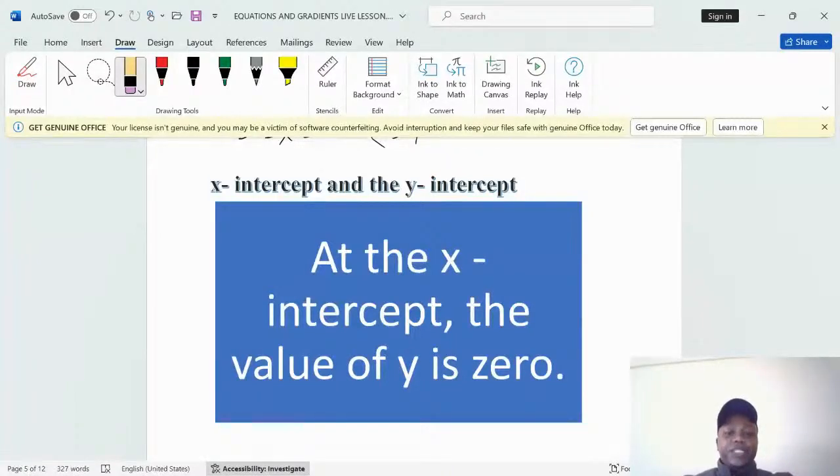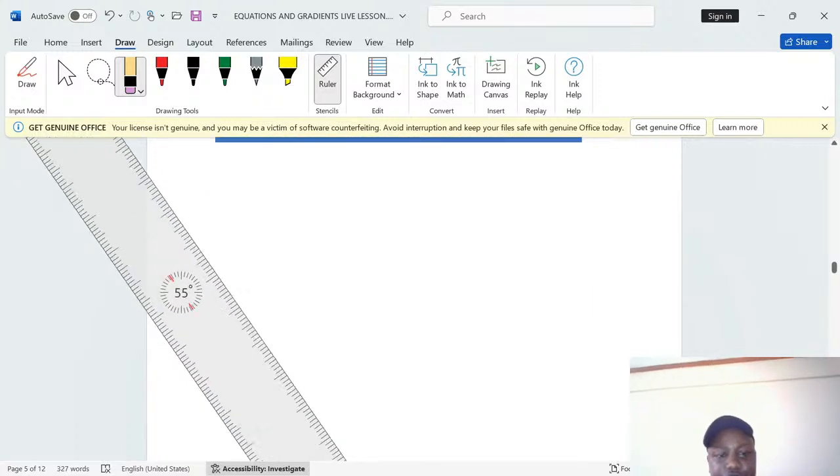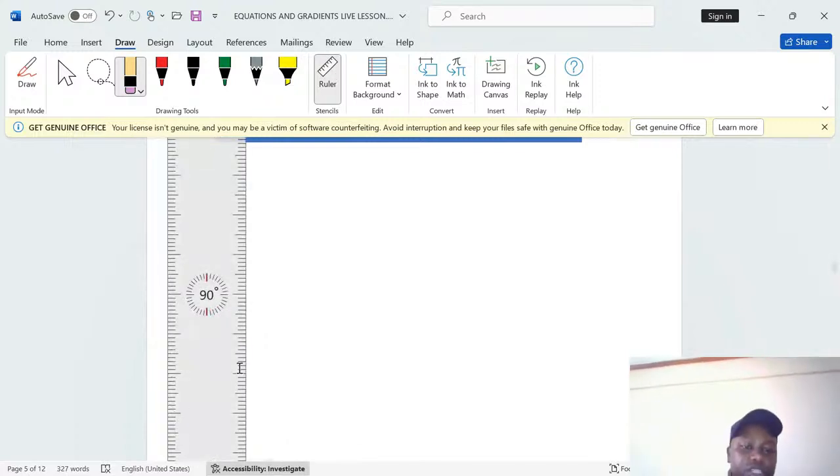The x-intercept and the y-intercept. Just to define what these points are, they are the points where a line cuts the x-axis and y-axis respectively. What we should know mathematically is that at the x-intercept, the value of y is usually 0. Let me try to sketch the information about the x-intercept and the y-intercept.